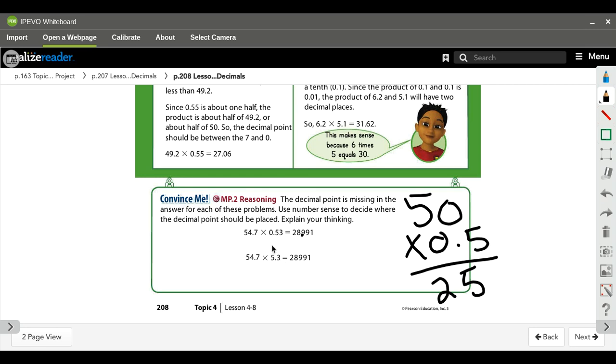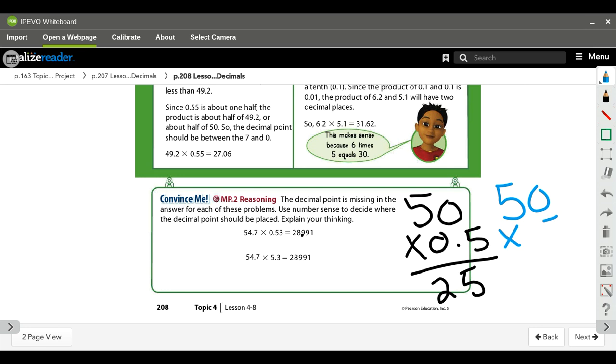This problem is a little bit different, because both values, or both factors, are going to be greater than 1. So my product needs to be greater than this 54 and 7/10. So again, I'm going to use my estimation, and it's going to look a little different, so I'm going to write it in blue to show you. I'm going to do 50. That's going to stay the same, because it's a nice easy number to multiply by.